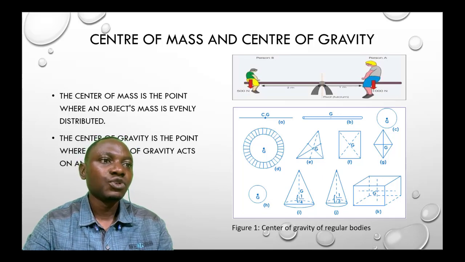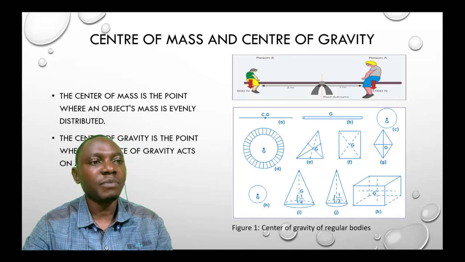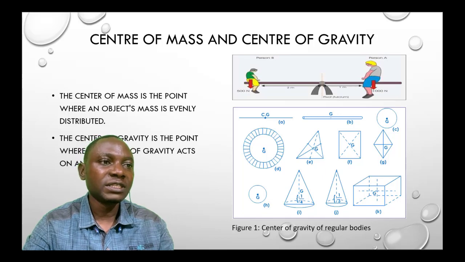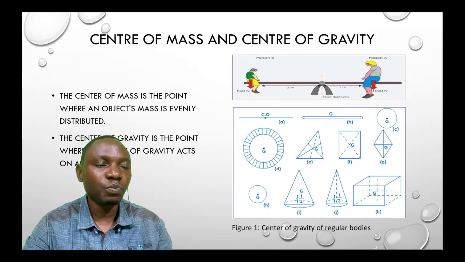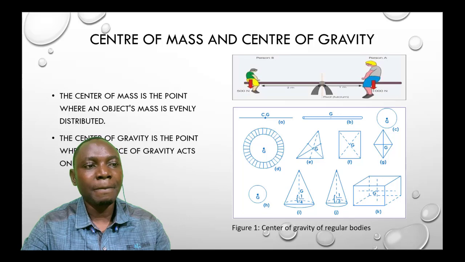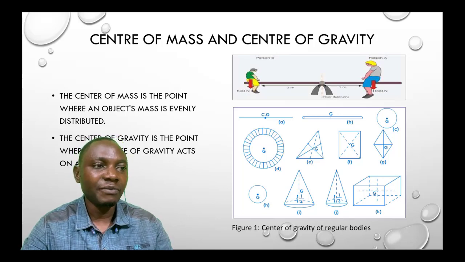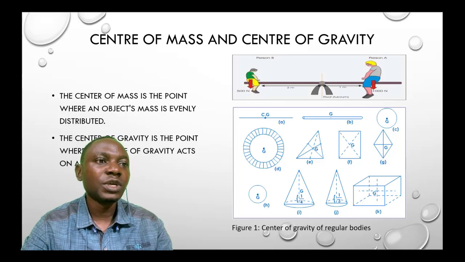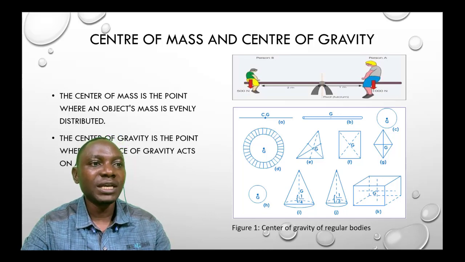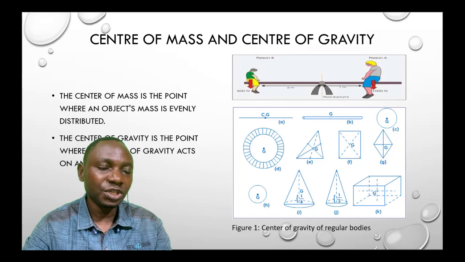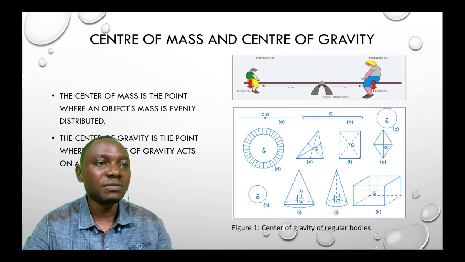In most cases, the center of mass and center of gravity are at the same position, but there are some peculiar situations where they are not the same. This happens when an object is not of uniform shape or is not of the same density.